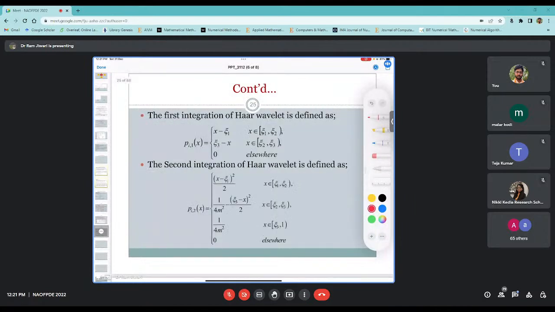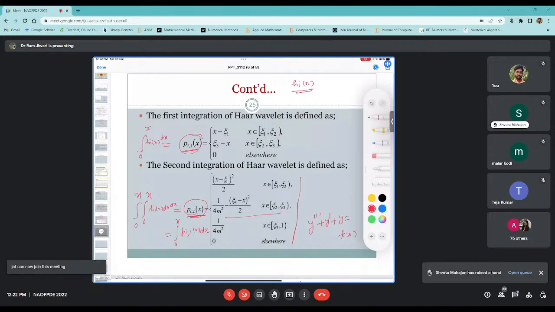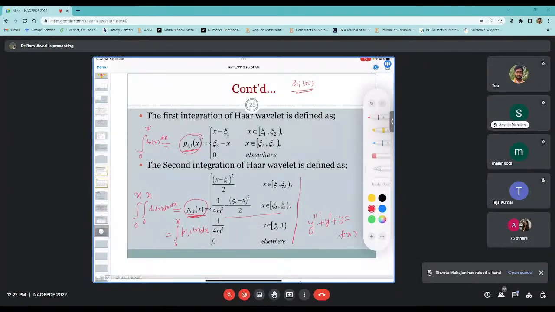Yeah, as I told you, this is the integration of Haar functions. This is the second integration, and this is x and dx. To solve this integration is useful if you are interested in solving differential equations using wavelets, Haar wavelets. So these integrations are already done. Now I'm explaining how to solve the differential equation using the Haar wavelets.